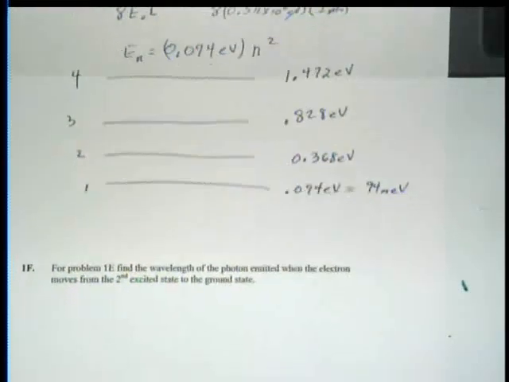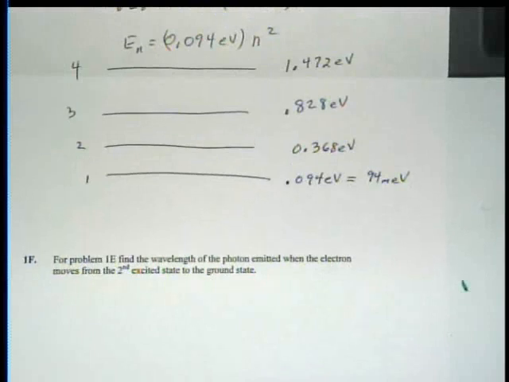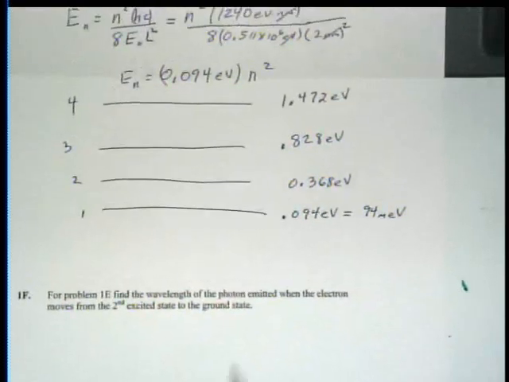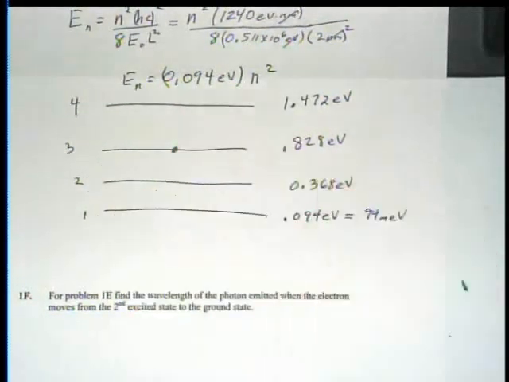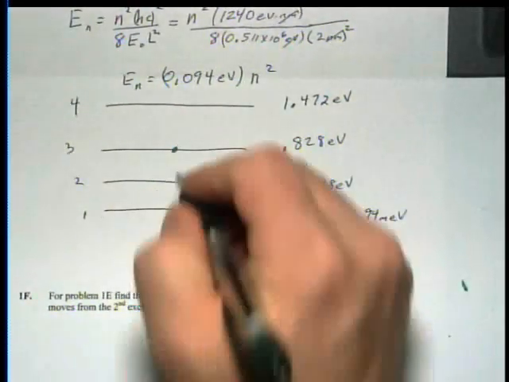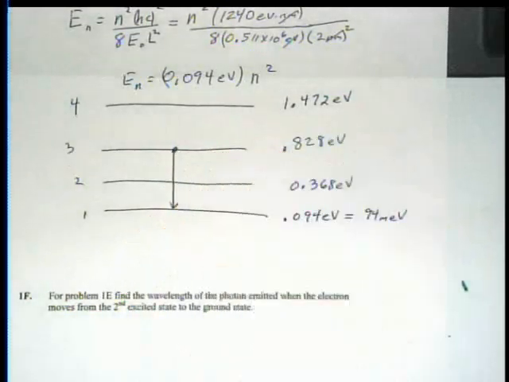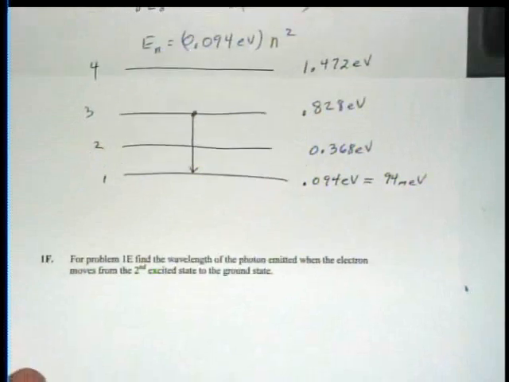Now, problem F says, find the wavelength of the photon emitted when the electron moves from the second excited state to the ground state. All right, let's see who doesn't mess it up like on the test. Second excited state is n equal what? 3. 3, not 2. That means I got it right on the test. Where's the ground state? 1. So subtract the two energy levels and then use that energy, 1240 eV nanometers divided by that, and you found the wavelength. Just like you did on the test.